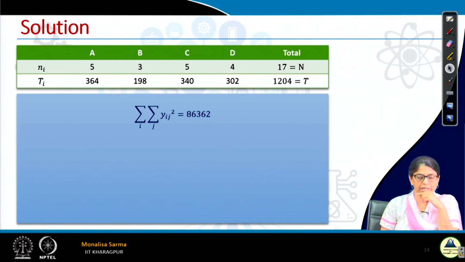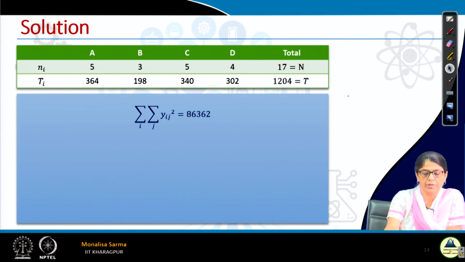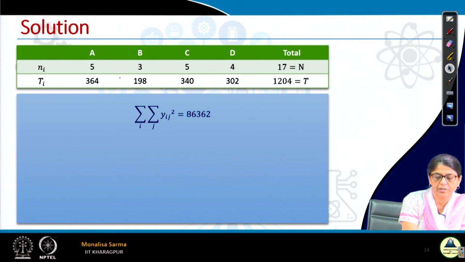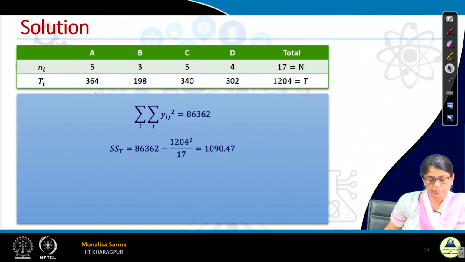So, we first found out the sum of Yij squared. Ni is the sample size for these samples. Then we found out Ti, the sum of all the observations of the first detergent, the sum of all the observations of the second detergent; this is the Ti value, and the total is T, the sum of all of these. So, our SST is the sum of Yij squared minus T squared by N. So, this is our SST value, is it not?